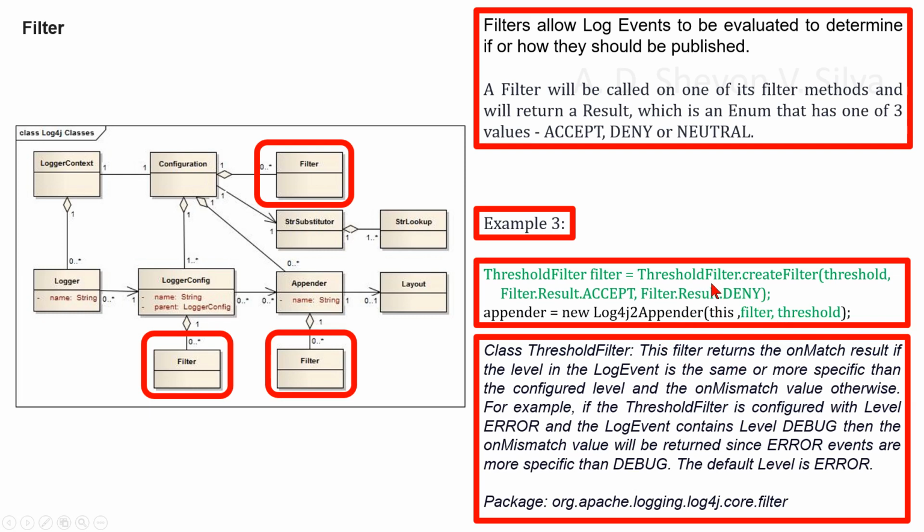This is in the package org.apache.logging.log4j.core.filter. This method is createFilter, public static ThresholdFilter createFilter, which creates a threshold filter. The parameters are the log level, the action to take on match, and the action to take on mismatch.